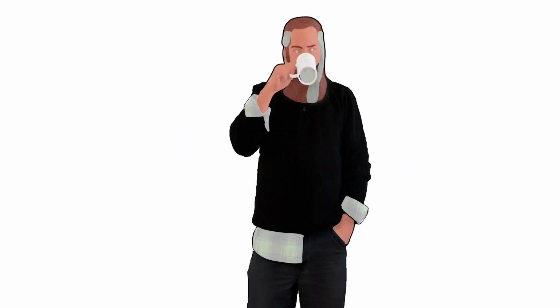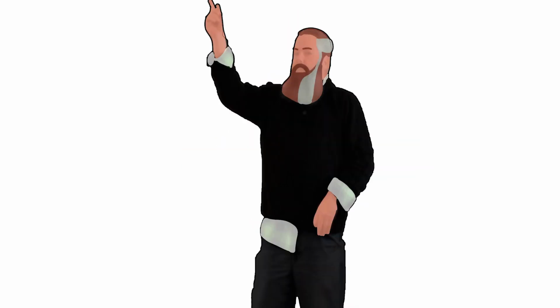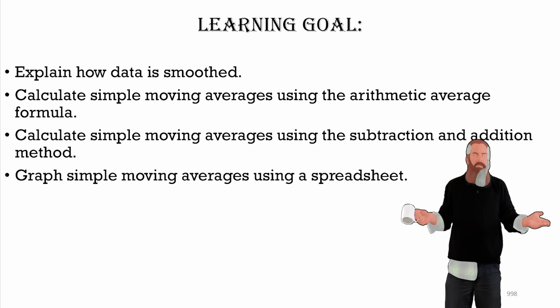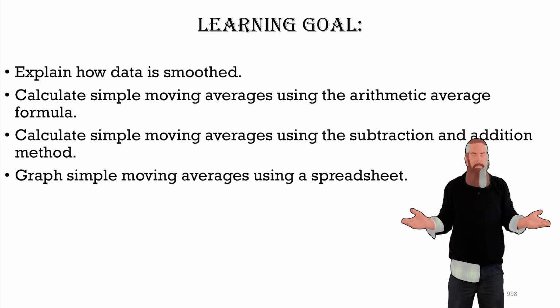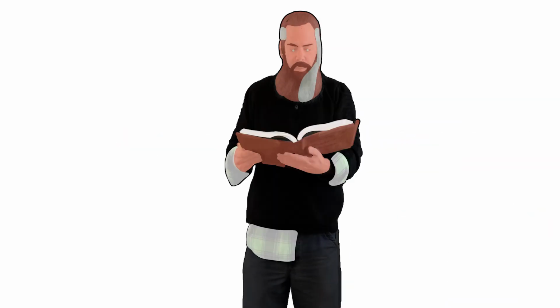Recall that the mean or arithmetic average of a set of numerical data is the sum of the items in that set divided by the number of items. You can determine the average of any number of closing prices, but this gives you little information about trends because you would have nothing to compare the average to. A better comparison method to use is the simple moving average. Now let's explain how the data is smoothed. Simple moving averages use the arithmetic average formula.